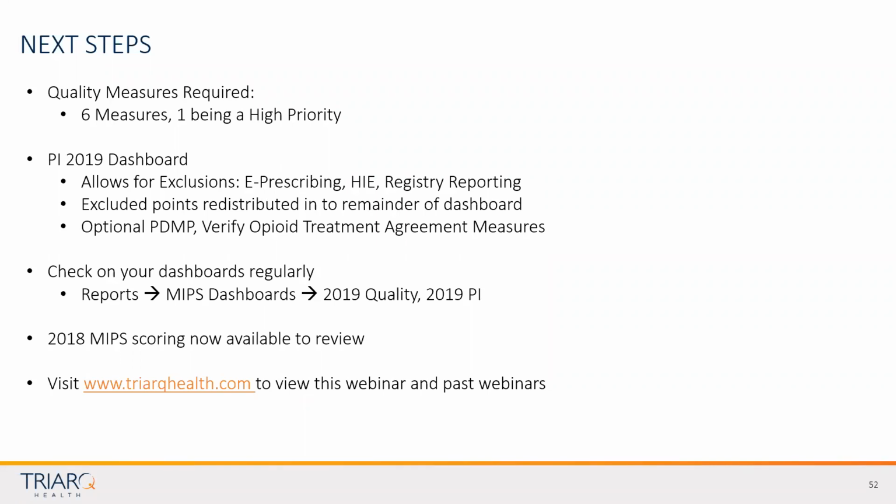I'd also like to recommend that you check on your dashboards regularly, and again, that's through your reports MIPS dashboards option on your EMR. I know some of us out there meet with our performance manager once a month. If you have a chance to go in there maybe every other week in between, that would be great, just to make sure if there's an issue, we can catch it early. And then good news, our 2018 MIPS scoring is actually now available to review for 2020. So if you have any questions about that, please feel free to reach out.